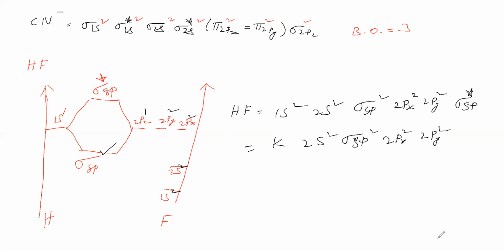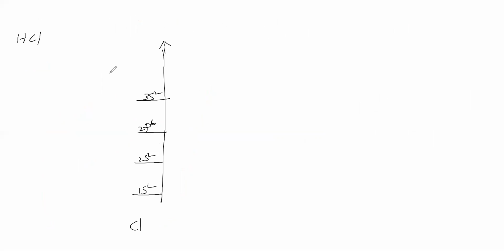Next we will see the HCl molecule and its electronic configuration. First we will write about Cl. For the chlorine atom, the electronic configuration is 1s2, 2s2, 2p6, 3s2, 3p5, so 3px2, 3py2, 3pz1. Okay, that is chlorine. Now we will see hydrogen.